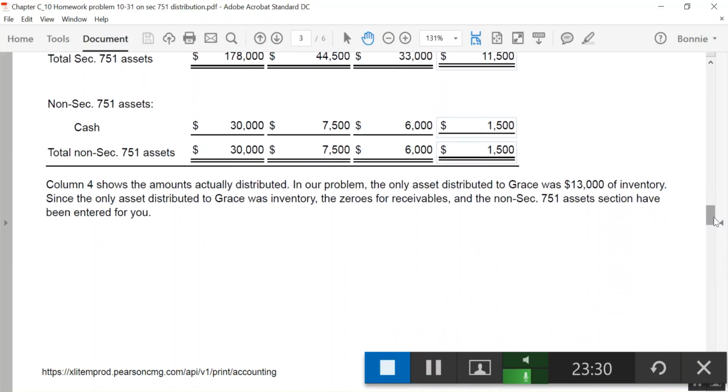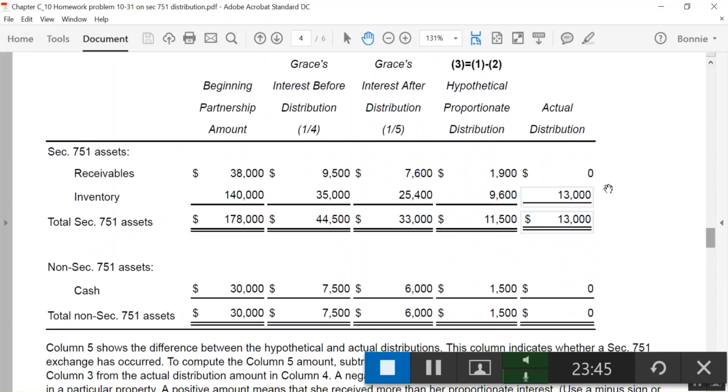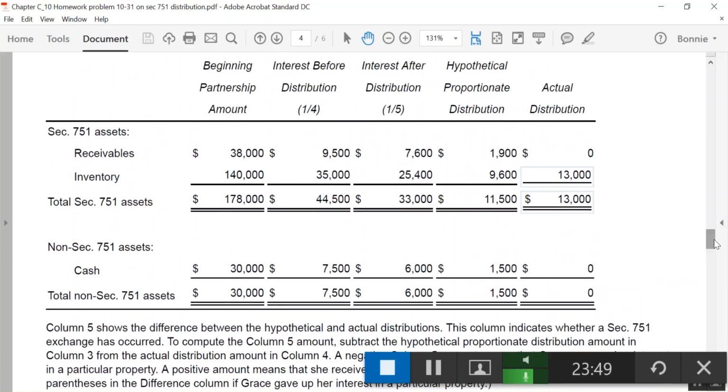Now column 4 shows the amounts that were actually distributed. Remember, she only actually was distributed inventory with a worth of $13,000. So that's all I have here is 13,000. When you do this problem, by the way, make sure you don't stick zeros in here. I think you're just supposed to leave it completely blank. They don't want you to put zeros in there. And they tell you that, by the way.